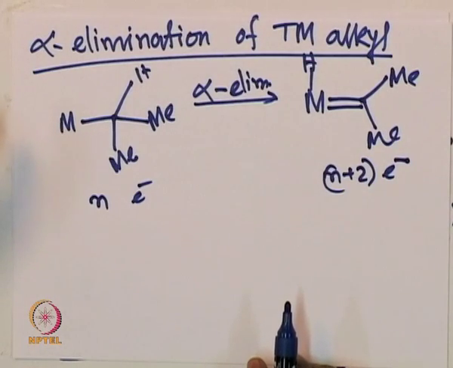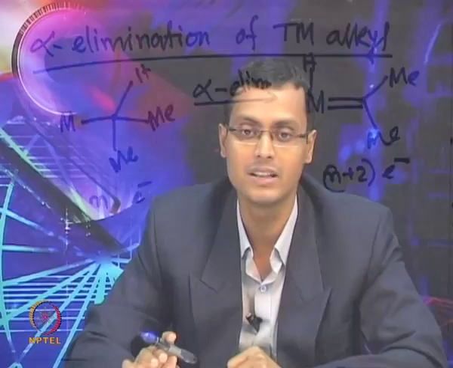Now, this is the same if you look at the alpha elimination we have discussed with the CO and R group, MCOR. It is exactly of a similar type, where again an alpha position elimination is going on, and the group is now sitting after elimination with the metal complex. Of course, in this particular case we are going to get a metal carbene complex.